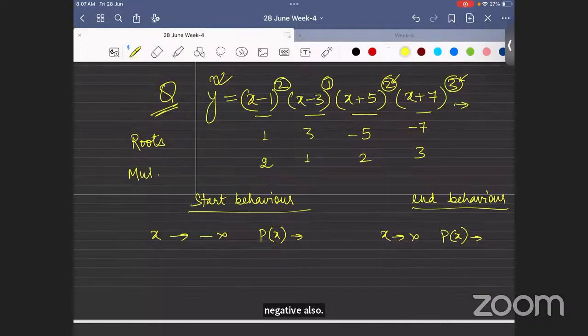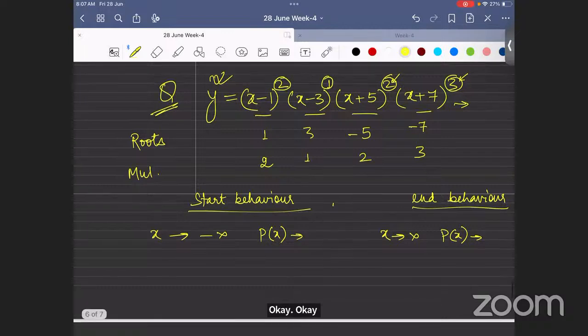Let's deal with even or odd degree. So for this polynomial, what's the degree? Is it even or odd?